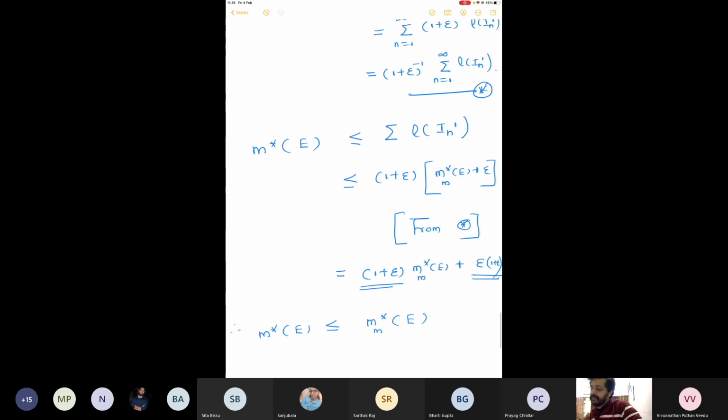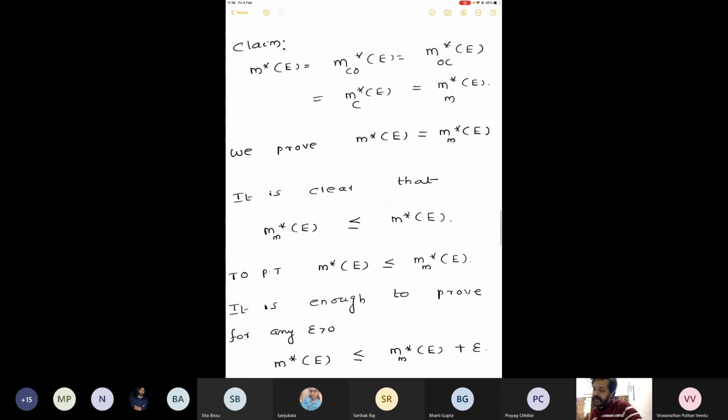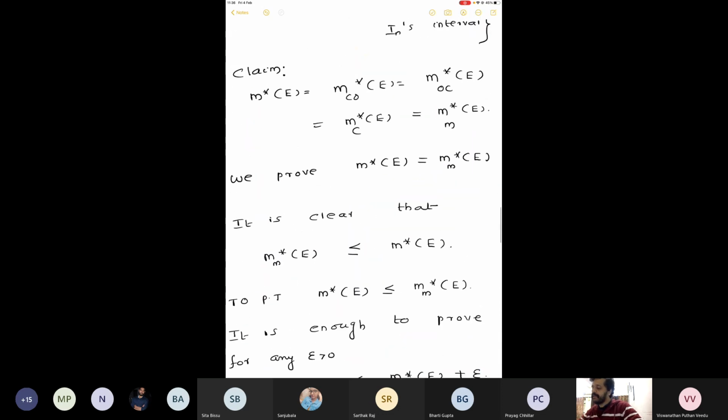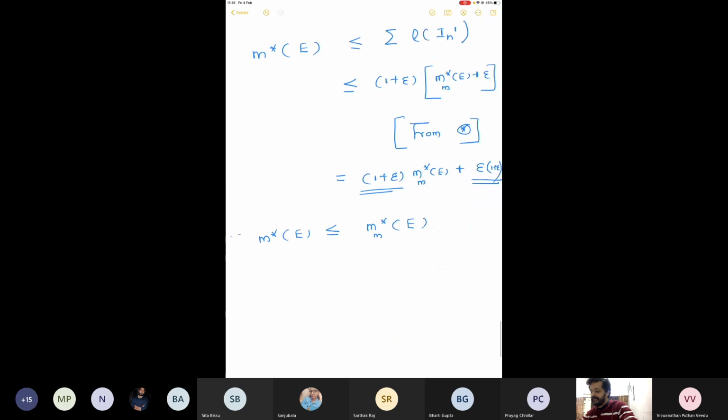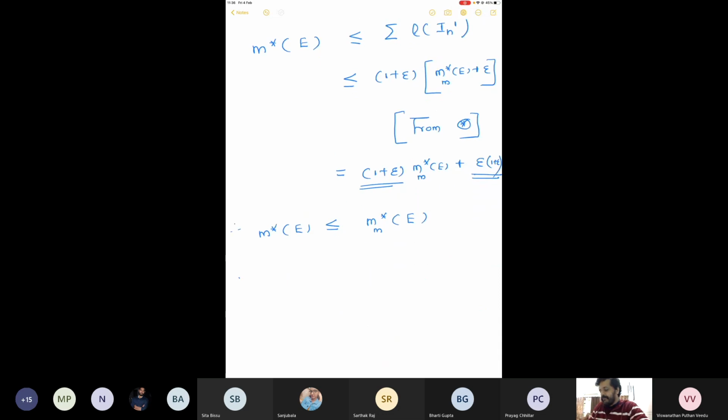And that proves it. Already we have the other way around: mm*(E) is less than or equal to m*(E). Therefore, m*(E) is equal to mm*(E).